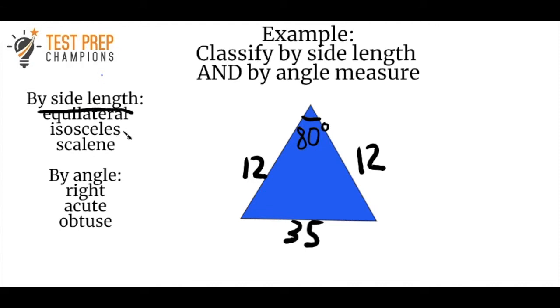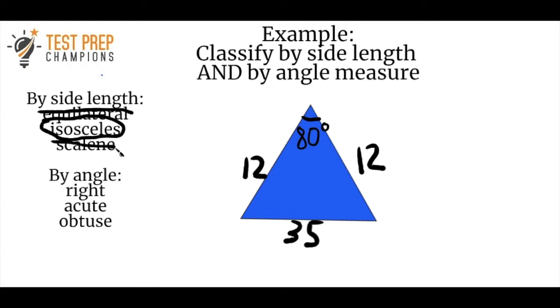For isosceles, we remember that a bicycle has 2 wheels. So for an isosceles triangle, there are going to be 2 sides that are the same length. We see a side of length 12 and another side of length 12, 2 sides that are the same length, so this is going to be an isosceles triangle. Okay, and just to review scalene, none of the sides are the same, and none of the angles are the same.